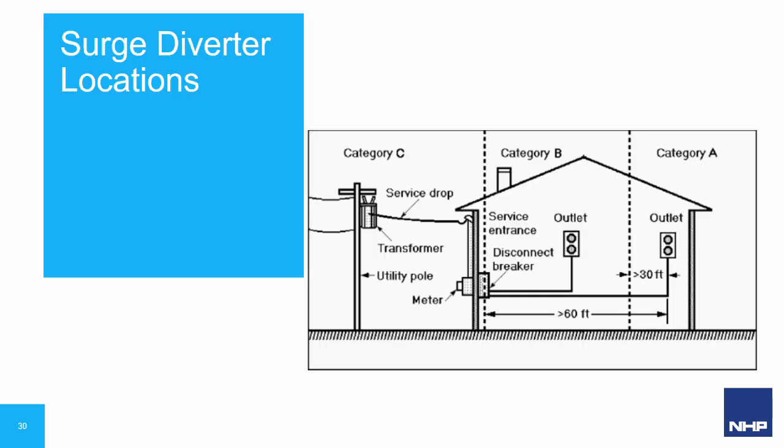Now we know about the different parameters of a surge diverter. Let's look at why there are so many parameters anyway. In simple terms, it comes down to the intended location of the surge diverter.